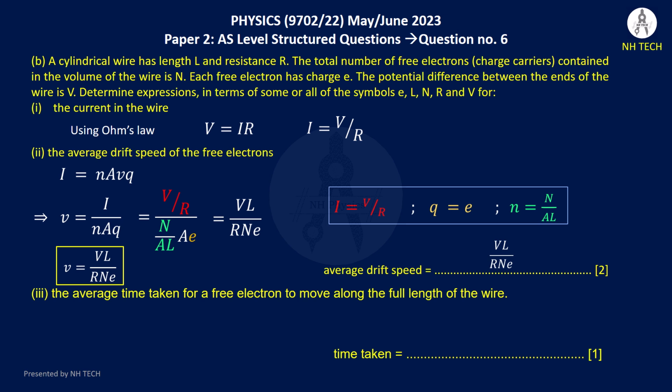In the next part, we have to find the average time taken for a free electron to move along the full length of the wire. For this, consider the formula of drift speed, which we have derived in the previous part. Substitute L by T in place of V, and now solve for T. So this is the solution of this question.